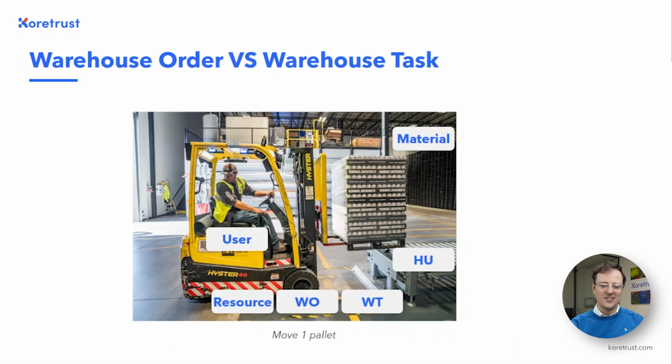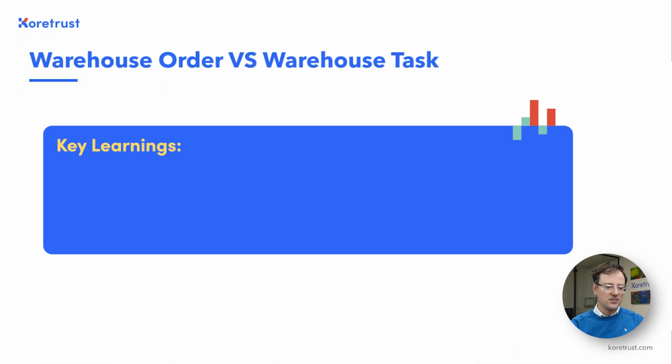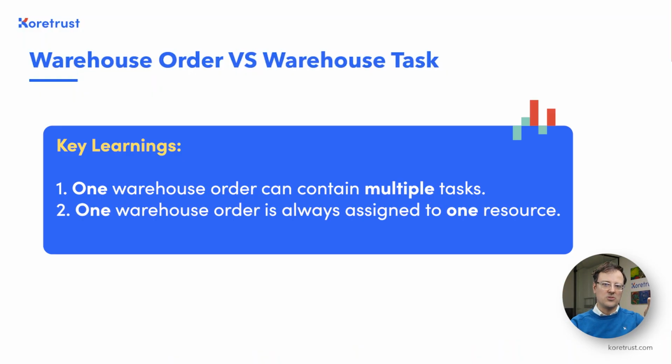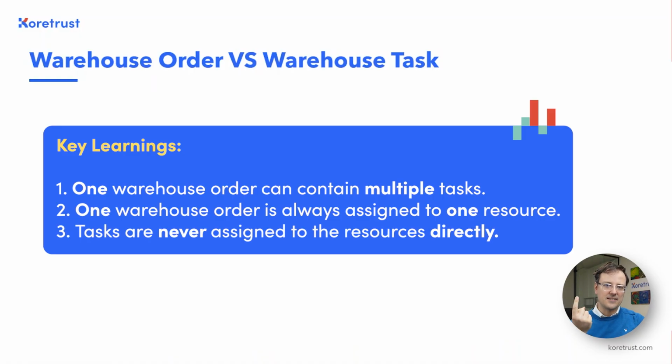Okay. These are all the key components in EWM and how the physical world of the warehouse is connected in EWM with EWM objects. And the most important information here that I want to convey is that one warehouse order can contain multiple tasks, and one warehouse order is always assigned to a resource. So you never assign a single task to the resource. You always assign the work package, the warehouse order, to a resource that needs to execute it.